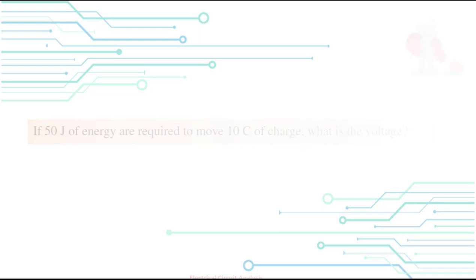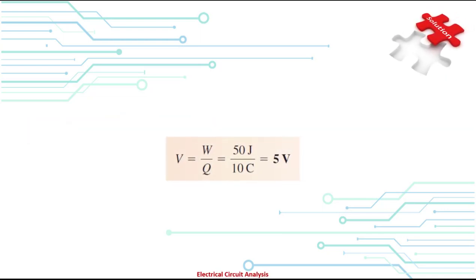I hope you have done your calculation. So here voltage is the ratio of work done with respect to charge. So 50 joules of work done is divided by 10 coulombs of charge. So 50 joules is the work done or energy which is required to move 10 coulombs of charge from one point to another. So the voltage present is 5 volts, or the energy required in terms of voltage or the potential difference is 5 volts.